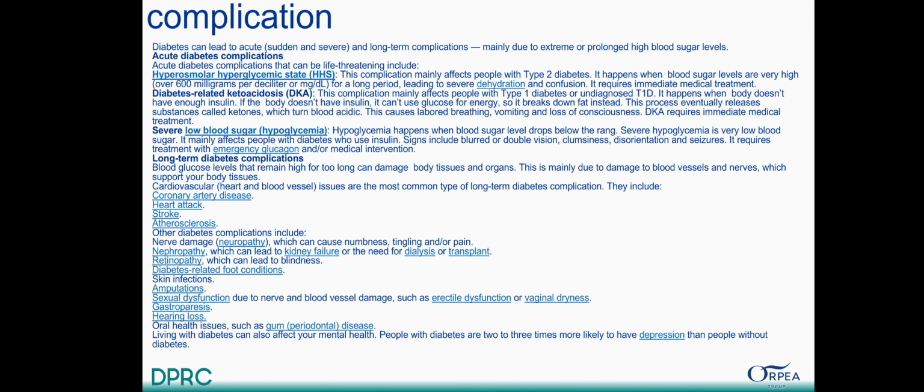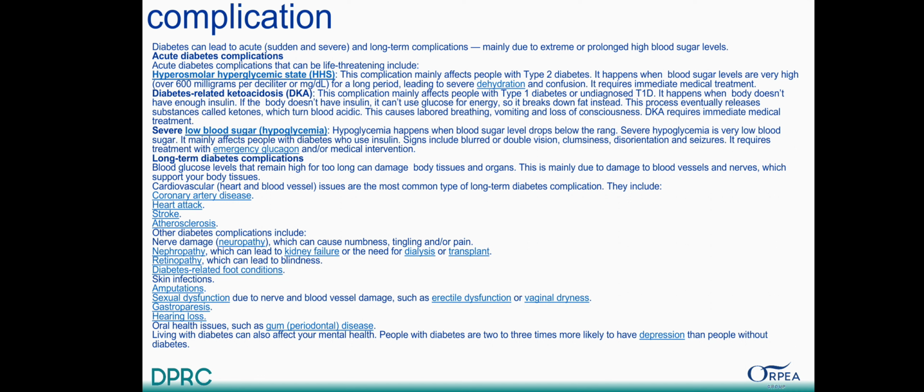Complications of diabetes. Diabetes can lead to acute complications, which happen suddenly and are very severe, and long-term complications. Most acute complications of diabetes are life-threatening conditions. One of these complications is the hyperosmolar hyperglycemic state. This complication mainly happens in people who have type 2 diabetes.